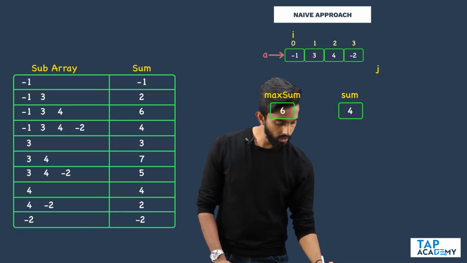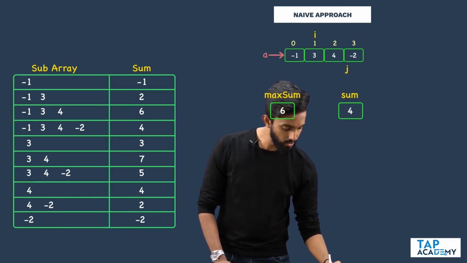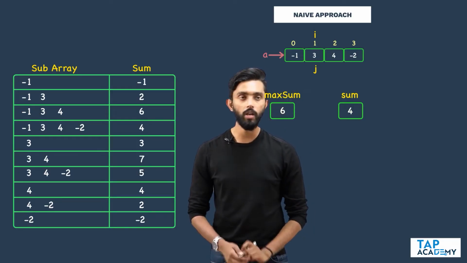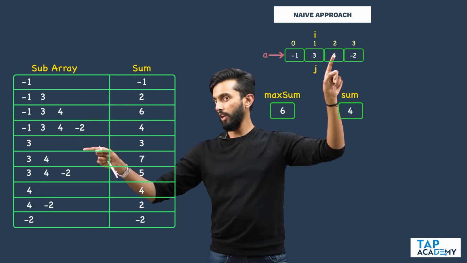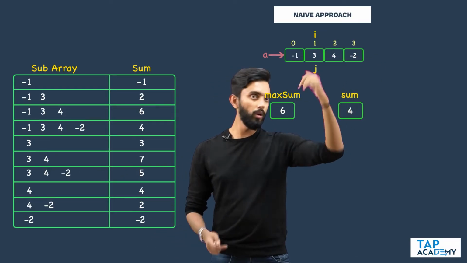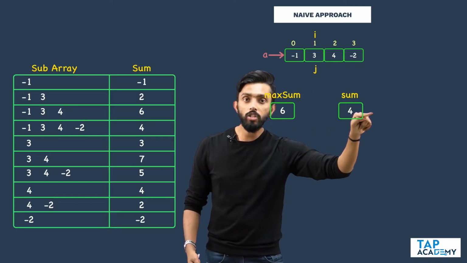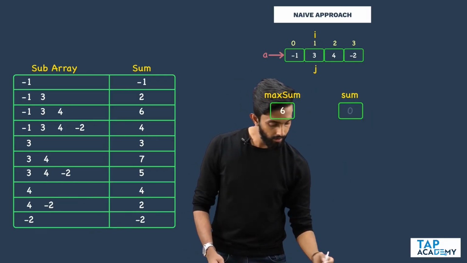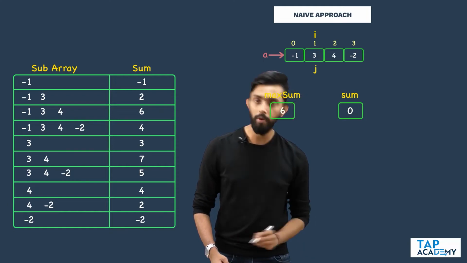What is going to move is I. Wherever I is, j starts from there. I hope you are able to understand. Then again, these are the different subarrays you have: 3, 3 4, 3 4 minus 2. So the moment I moves forward, you must reinitialize your sum and make it as 0. That is very, very important. I hope you are able to think.